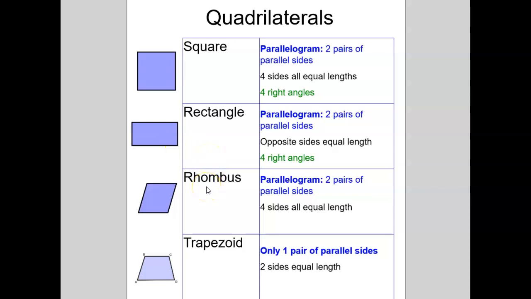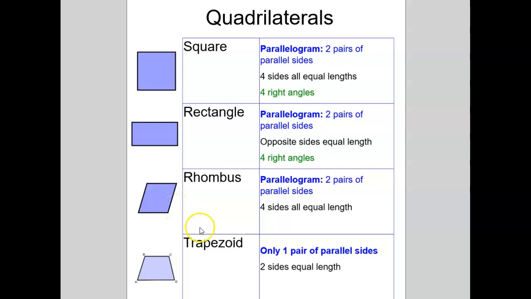A rhombus is also a parallelogram. Pause the video and tell me, why is a rhombus a parallelogram? You're right. It's a parallelogram because it has two pairs of parallel sides. This side is parallel with this side, and these two sides are parallel. Like a square, rhombuses have four sides that are all equal lengths.